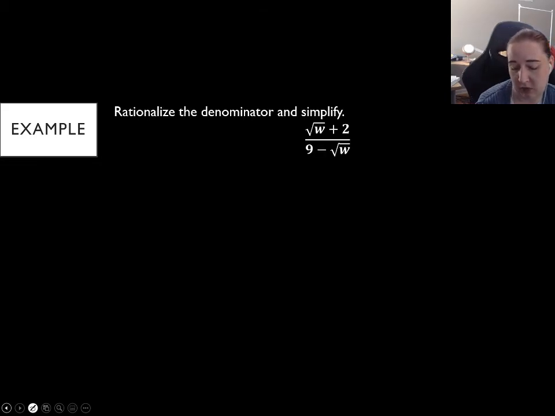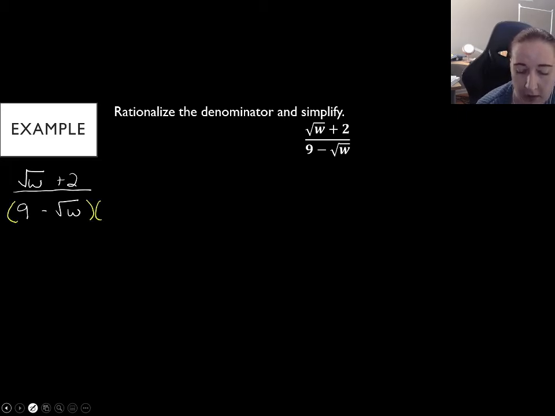So now this is my last one, and this one's going to be a little bit more work because we have more things to multiply out here. So we've got radicals on the top and the bottom, and we don't care about the numerator being rationalized. We only care about the denominator. So I've got the square root of w plus 2 over 9 minus the square root of w. And we're going to multiply by 9 plus square root of w. And we're going to have to do that on the top as well. We are going to have to FOIL.